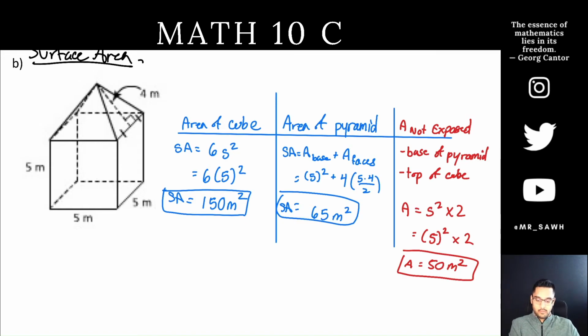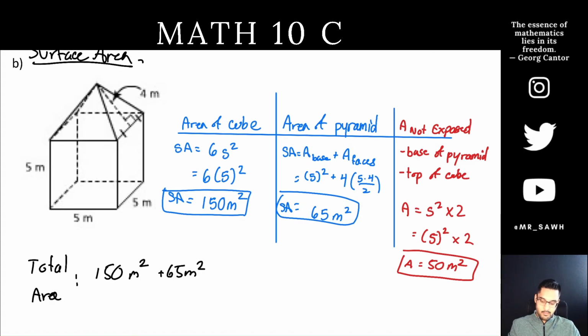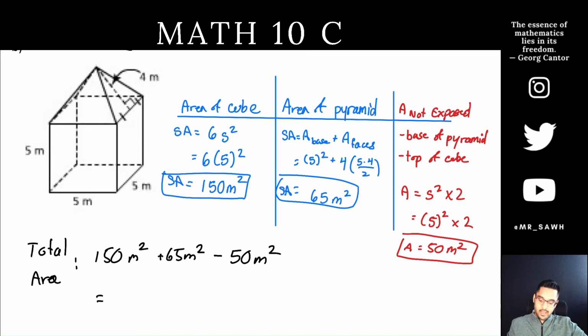So then we'll just do our total. So the total area, okay, it's going to be our 150 from the cube plus 65 from the pyramid minus 50 because I've double counted some sides now, right? I counted the part of the cube, I counted the part of the pyramid that aren't exposed. That's why we're going to take them out at the end. And our total area then will work out to be 165 meters squared.